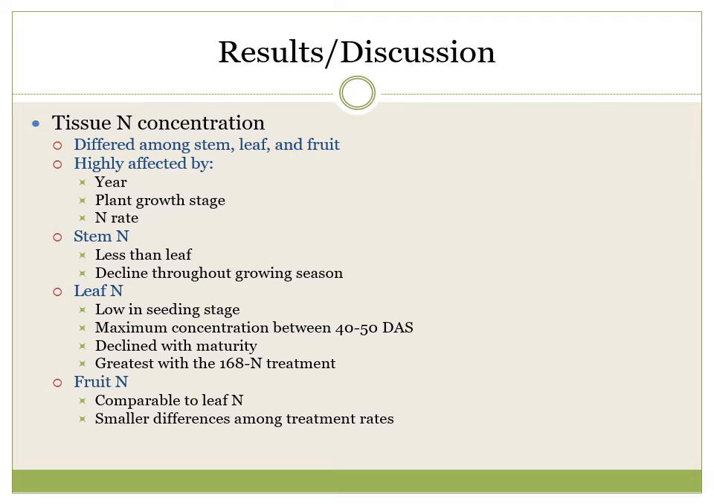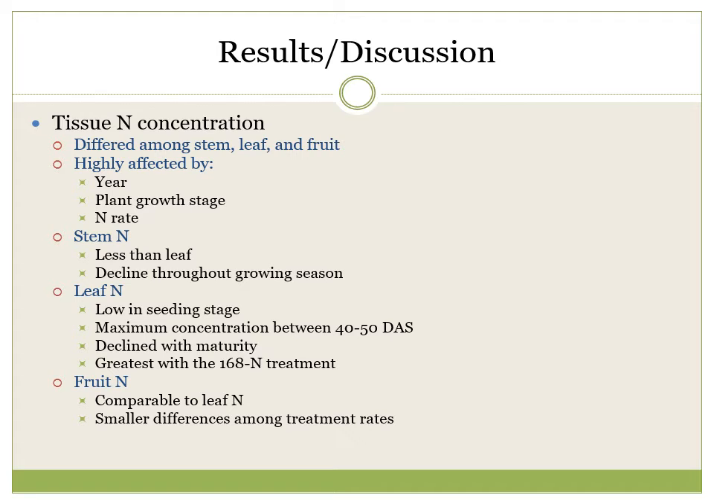Nitrogen concentration in the plant tissues differed among stem, leaf, and fruit, and was highly affected by the year, plant growth stage, and nitrogen application rate. The nitrogen concentration found in the stem was less than in the leaves and declined throughout the entire growing season. Nitrogen concentration in the leaf was low in seeding stage, reached its maximum between 40 and 50 days after seeding, and declined as plants matured.